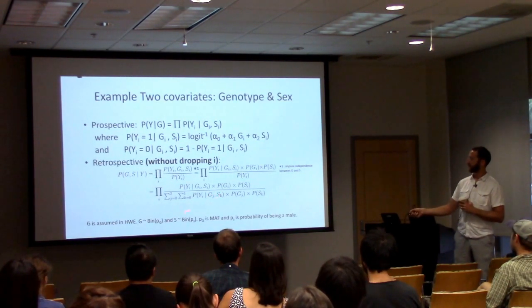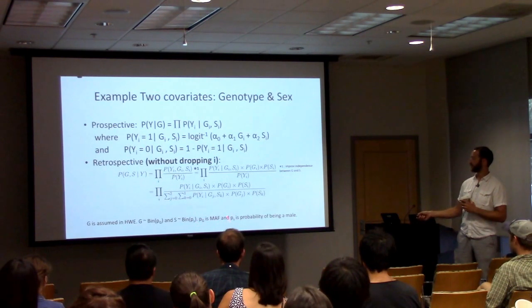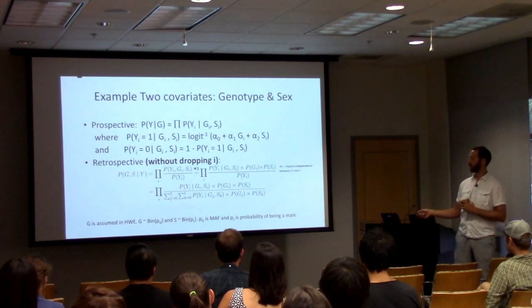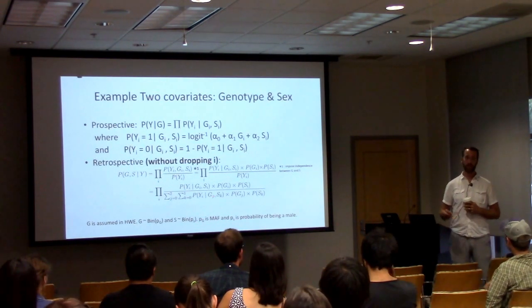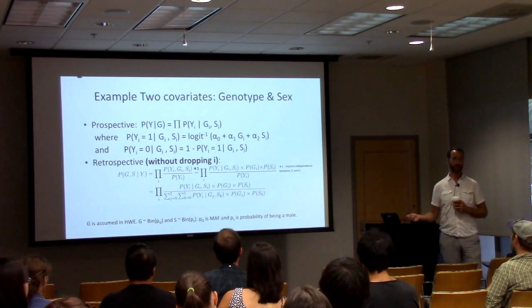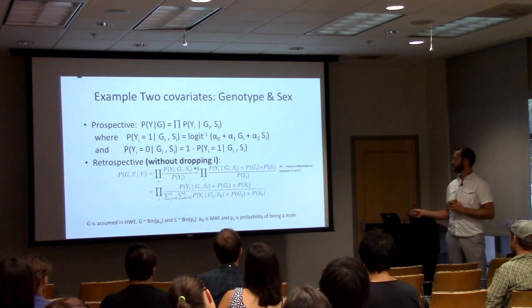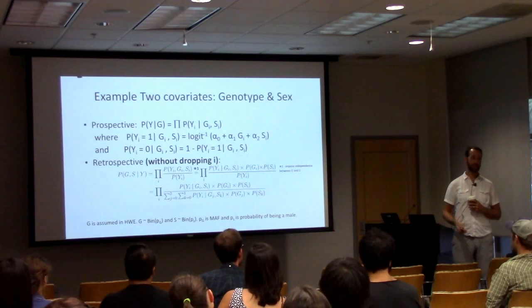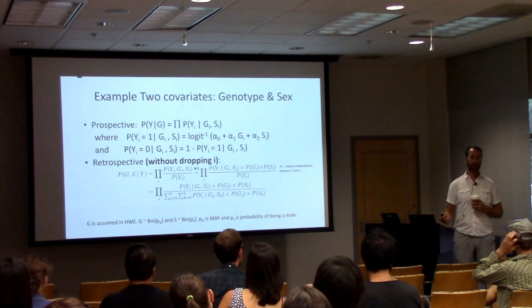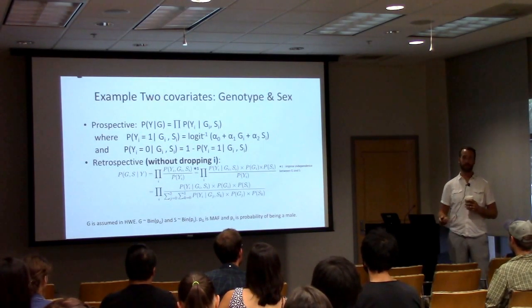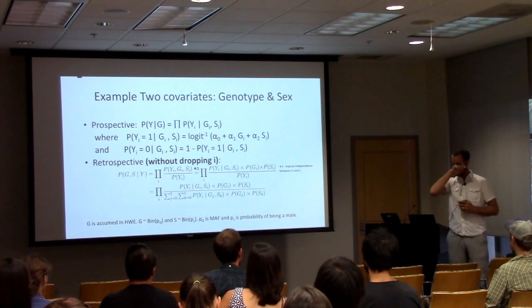These come directly from where G is based on the allele frequency of G, and S is the probability of being male in the population, but they're not indexed by Y. So this is how you compute a retrospective likelihood. And if things are continuous, we just change these sums to integrals. So we can compute a retrospective likelihood in most cases.